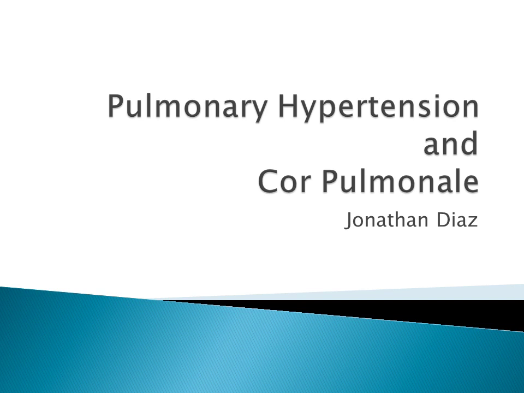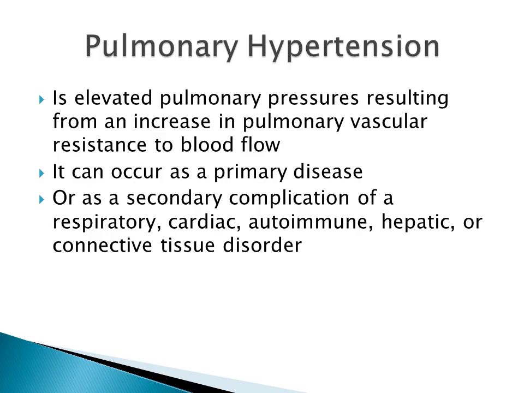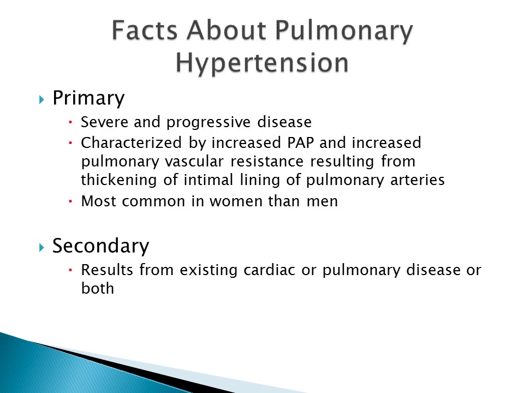Pulmonary hypertension and cor pulmonale. Pulmonary hypertension is an abnormally high blood pressure in the arteries of the lungs. It can occur as a primary disease or as a secondary complication from an existing disease. Primary pulmonary hypertension is a severe and progressive disease.